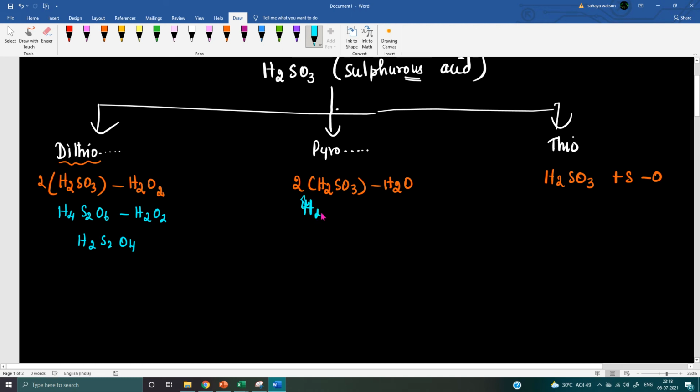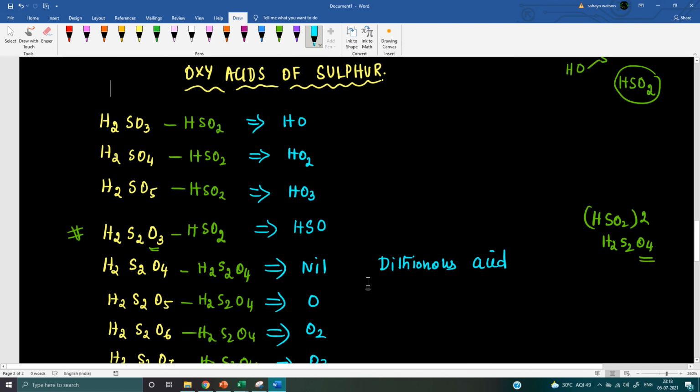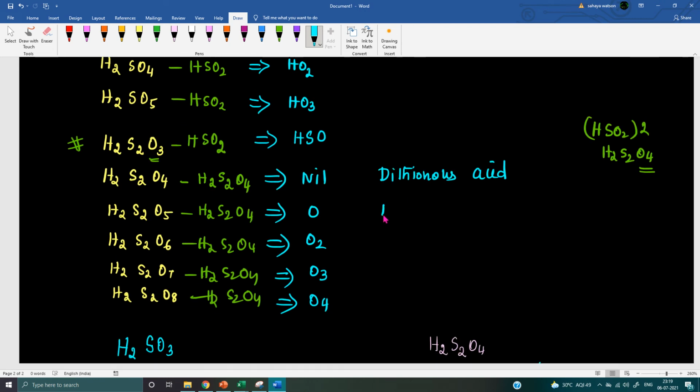Again I am multiplying by 2. This is H2S2O6 minus H2O. So you will get H2S2O5. So H2S2O5 means pyrosulfurous acid. H2S2O5 is pyrosulfurous acid.